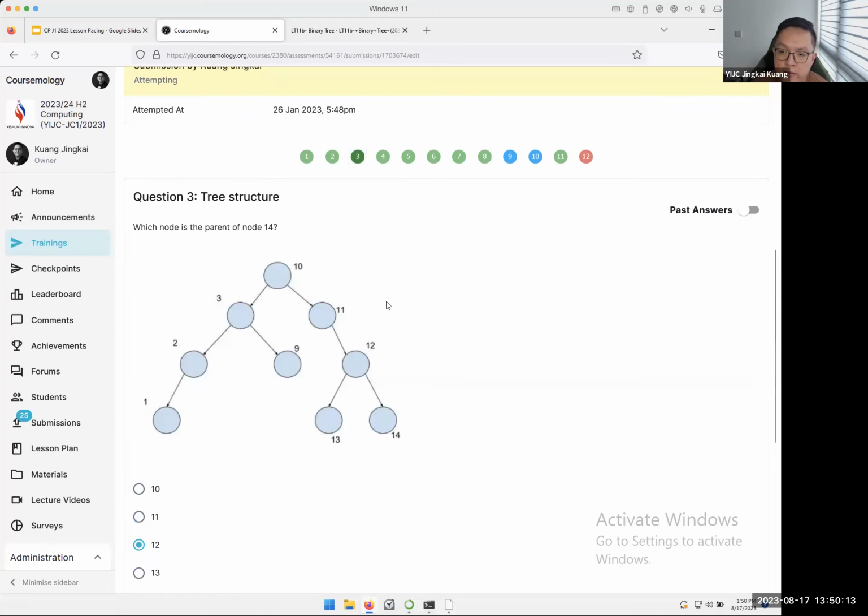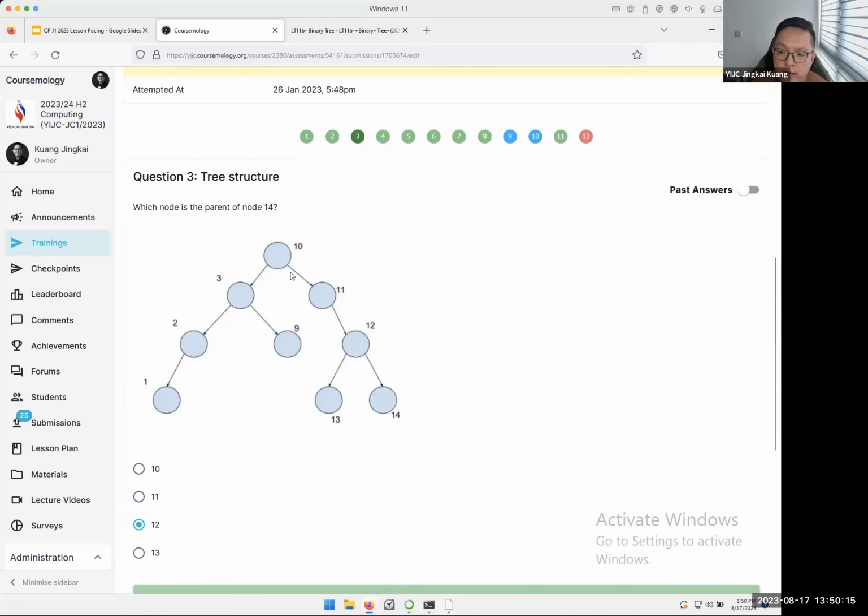Which node is the parent of node 14? So go find 14. 14 is right over here at the bottom. Then go up to find the parent. So the parent is 12, and the sibling is 13. I don't know whether you realize this, but if the numbers go inside the nodes, they are essentially a BST already. We'll talk a little bit more about that later.